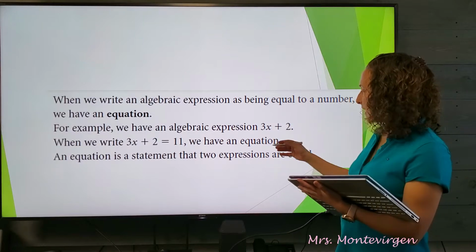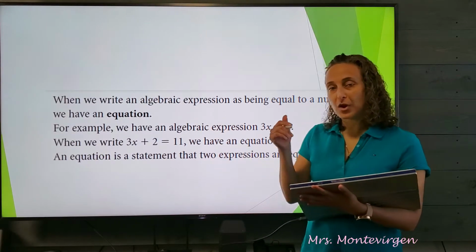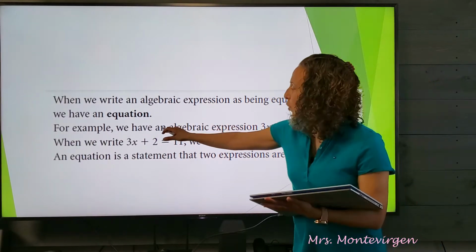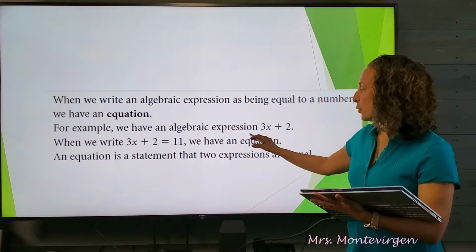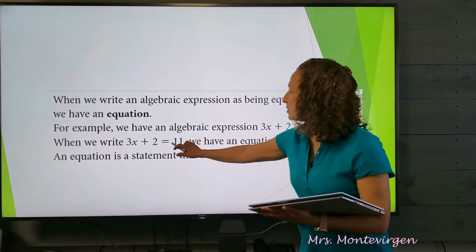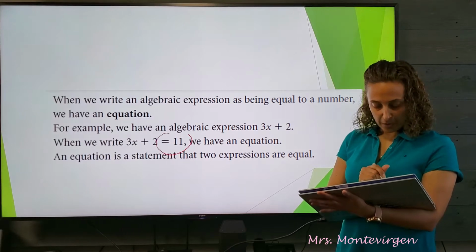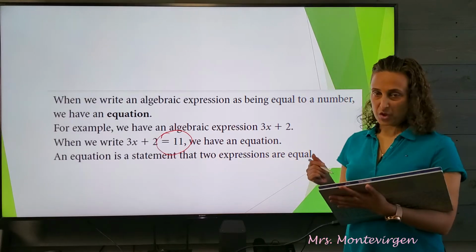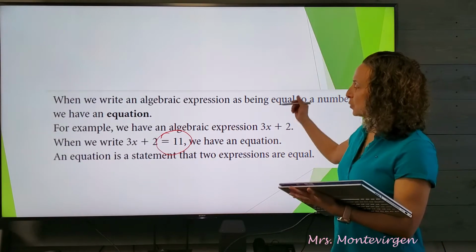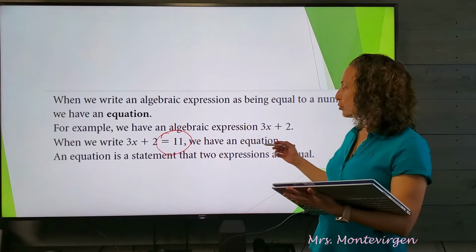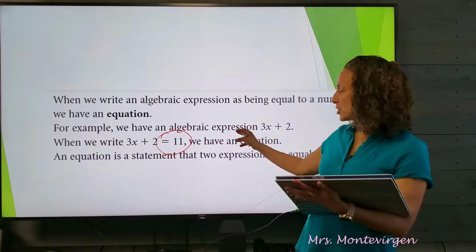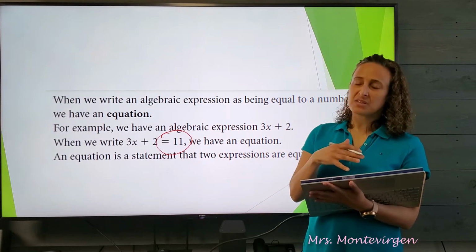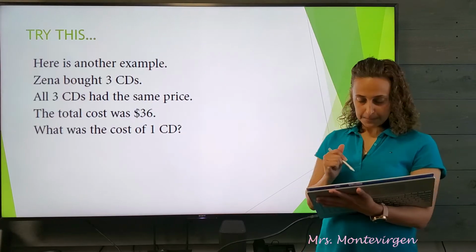If you take a look at what an equation is, an equation occurs when you have an actual equal sign. So in this example, 3x plus 2, that's just an expression. As soon as I put an equal sign here, this is what makes an algebraic expression into an equation, and that's what we're working with today. So we're taking different scenarios and we're creating no longer algebraic expressions, but equations. This is really similar to a previous lesson.